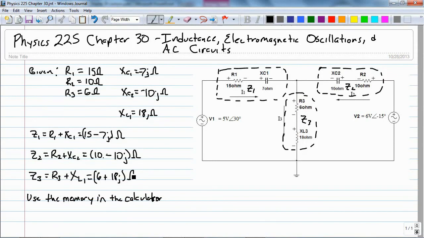So now that we have our impedances, we'll be able to get ready to do our circuit analysis using Kirchhoff's voltage law and Kirchhoff's current law.